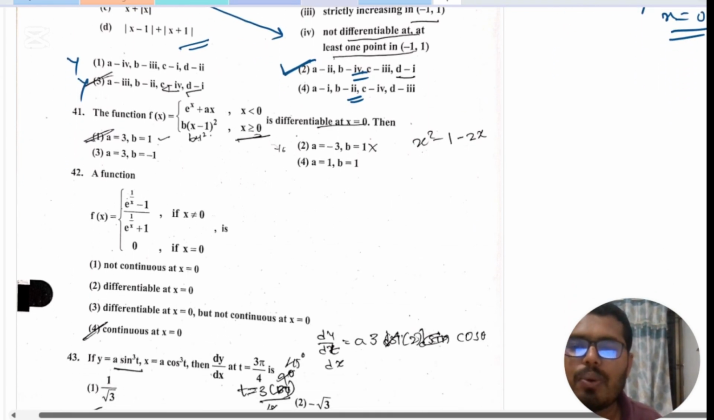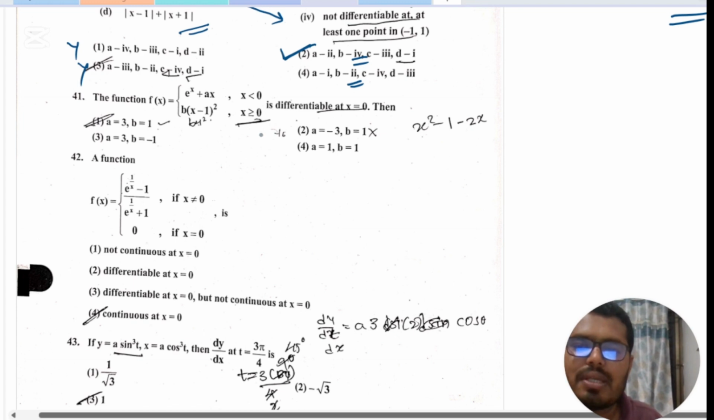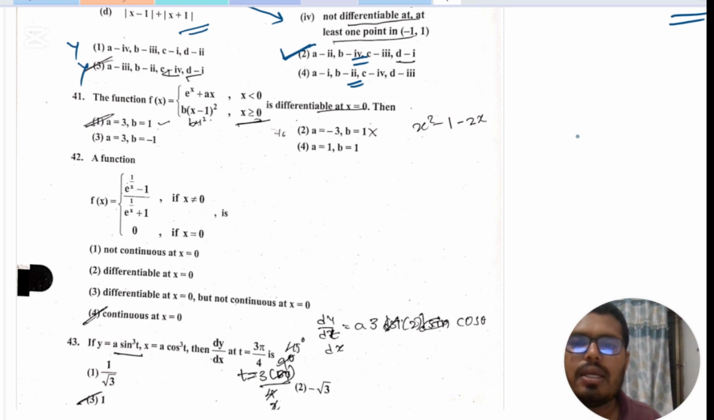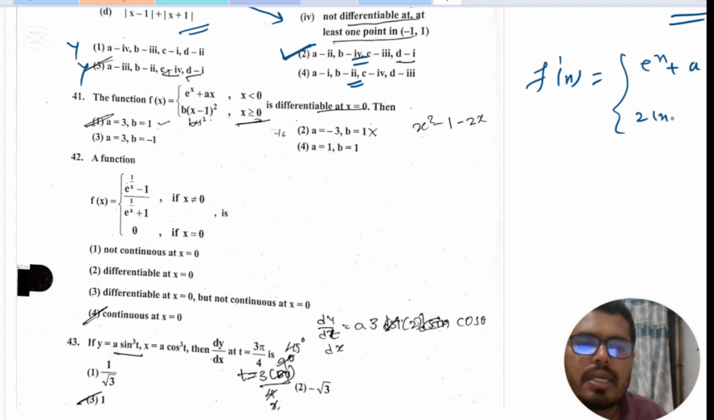Next, question number 41. The function f of x is differentiable at x equal to 0, then what are the conditions? Okay, this function is differentiable, then f dash of x is equal to e raised to x plus a, from this side 2b times x minus 1. Okay, whenever x greater than or equal to 0, at that time the limit must be the same, because f dash must be continuous. If f is differentiable, f dash must be continuous at x equal to 0. Their slopes are also equal.